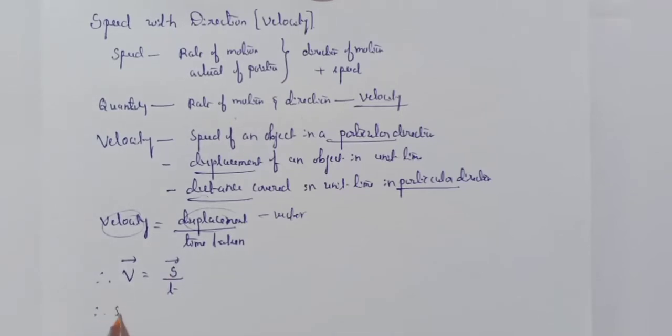So velocity is expressed as v is equal to s by t. And then the SI unit of velocity is the same as the SI unit of speed, that is meter per second. Next, types of velocity.